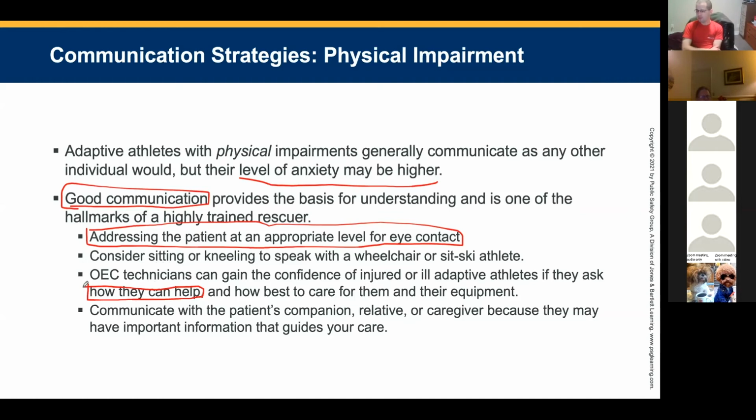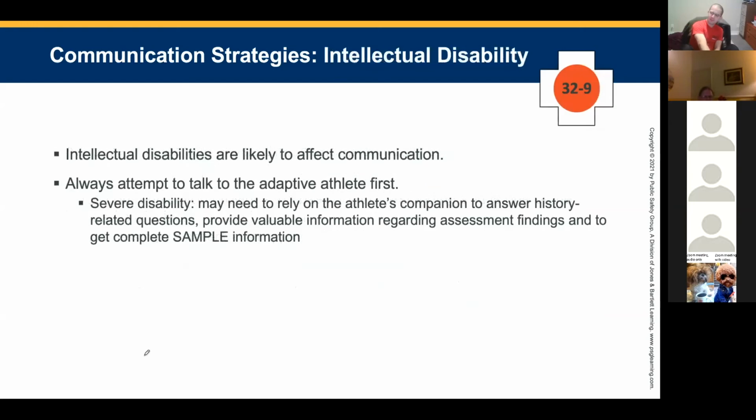We want to communicate with the patient's companion, relative, or caregiver because many times they have very important information that can guide your care. Not only do they have information about how the ski equipment works, they may have information on how to best communicate with the individual, and they may have very important information about their prior medical history, medications they take, and information that will be important to your assessment.